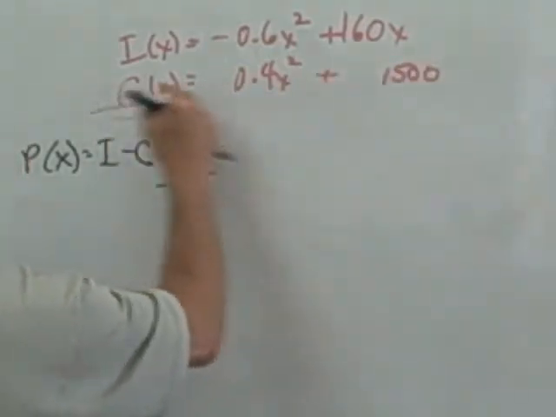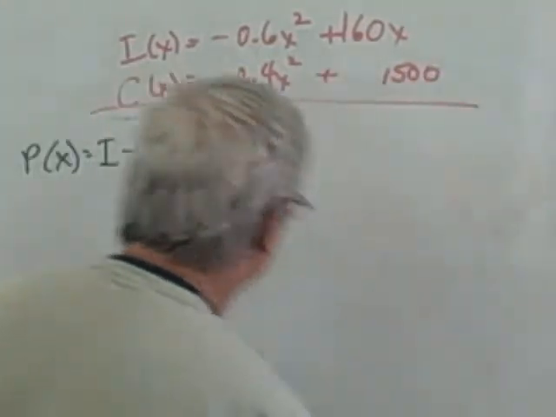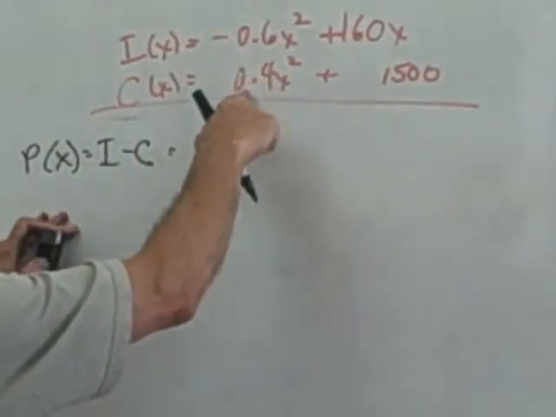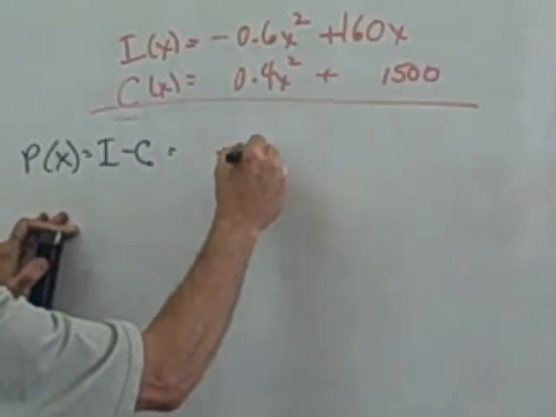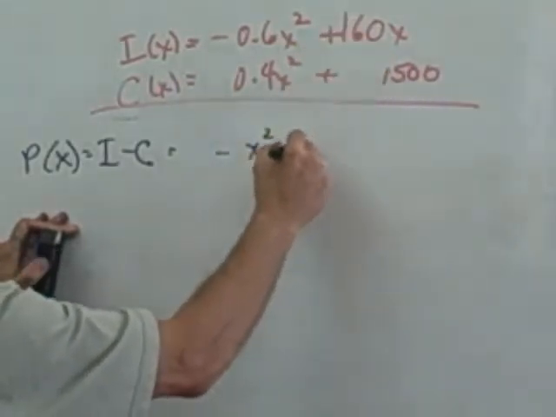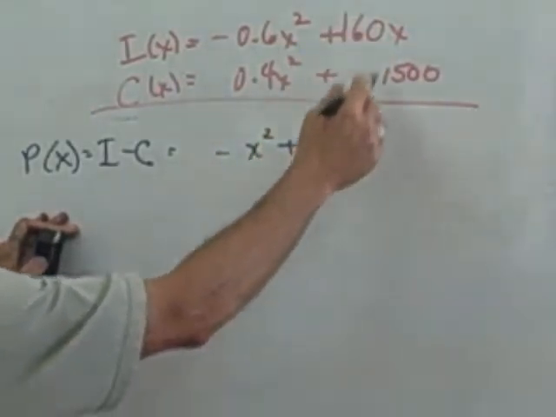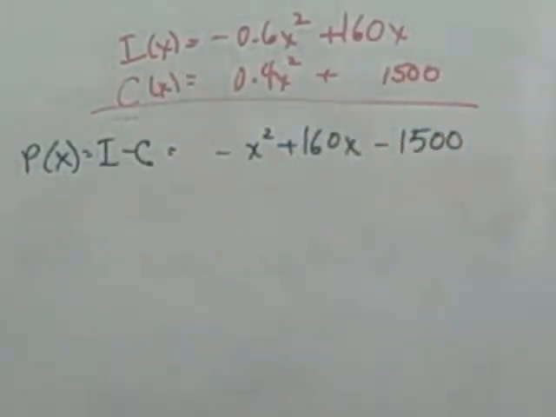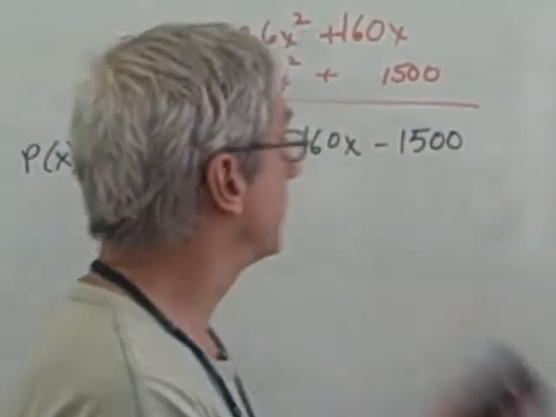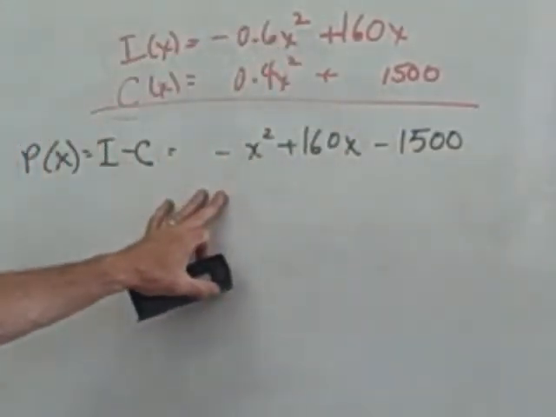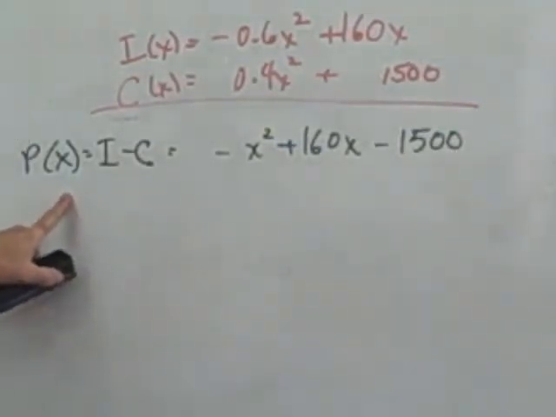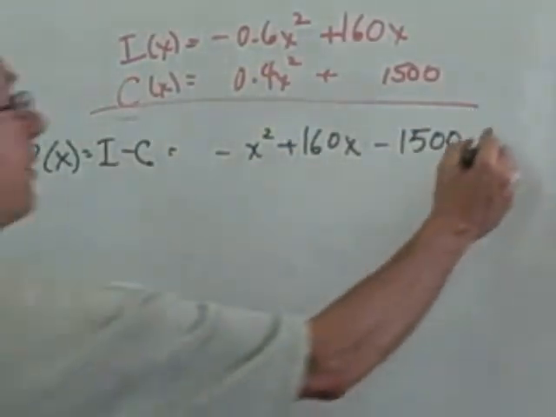I'm going to write it a little bit off to the side so that we don't get our unlike terms mixed up. So now you see, if I take negative 0.6 and subtract 0.4, I'm going to get negative 1x squared. I have 160x, but I have no x's to take away from it. But then I do take away 1,500, and that is the quadratic that they asked me to show was the profit function. So there it is. That's the profit function quadratic equation. It's a quadratic function. For any x that I put in here, this will give me the profit. Okay, well that's the answer to part A.